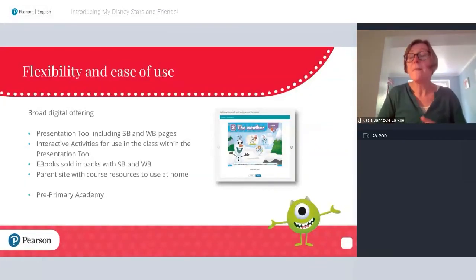So hopefully this will help you fit with any scenarios, although I do sincerely hope that all the teaching will be happening face-to-face, especially for very young learners. And you also will have access to Pre-Primary Academy, which includes additional pre-primary resources prepared by Pearson, and you can use that with any course that you're teaching or using the Pearson platform.